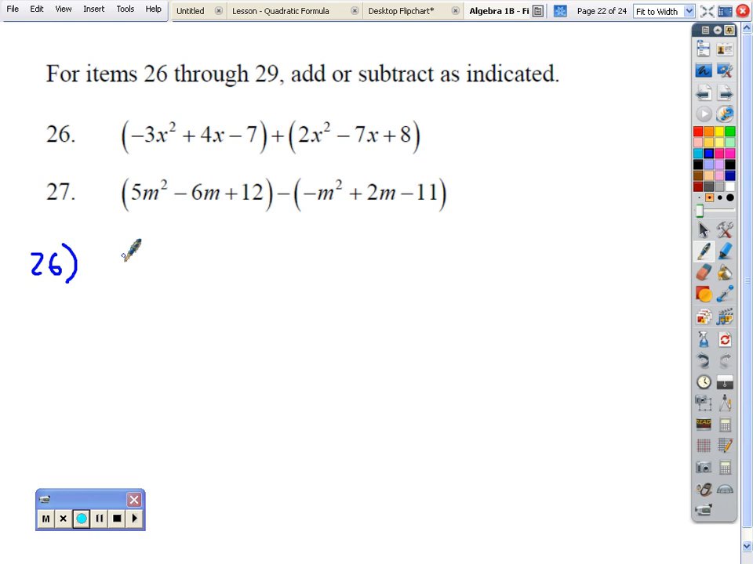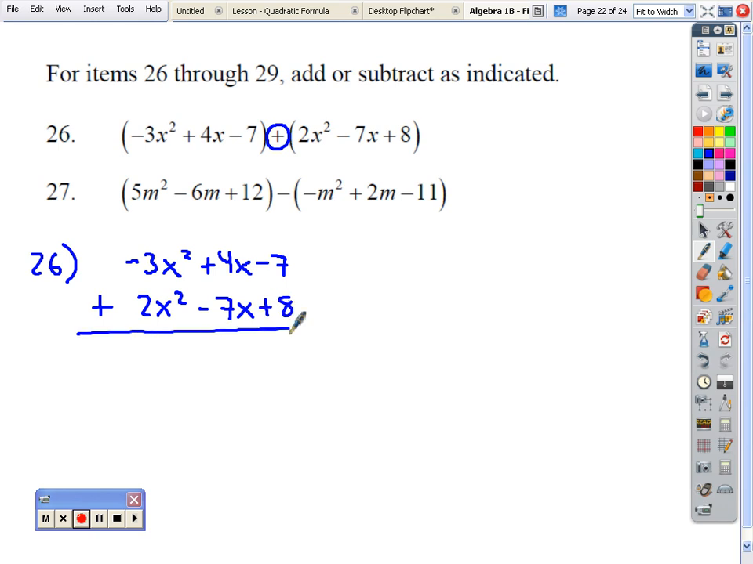So I'm going to rewrite the first part, negative 3x squared plus 4x minus 7. Because it's a plus sign, I'm going to write a plus here, and I'm going to line up the corresponding terms. 2x squared underneath here, minus 7x underneath here, and plus 8 underneath here. And now I'm going to add them all together.